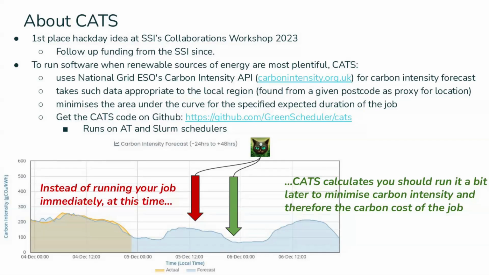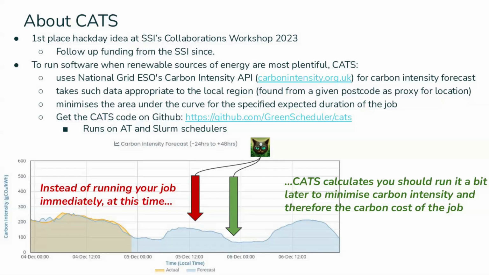So CATS uses this data to figure out when we should run our jobs. We have to tell it approximately how long the job will take, and CATS then figures out the best time to run that job. You also have to tell it the approximate region you're in. If you give it the first part of your postcode, it can localize you, figure out what region you're in, and therefore minimize the carbon intensity of your job.